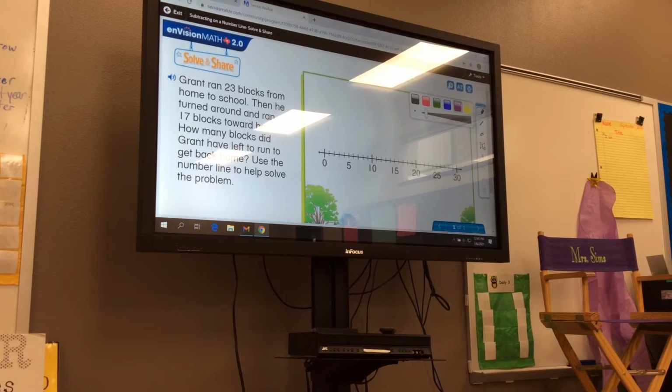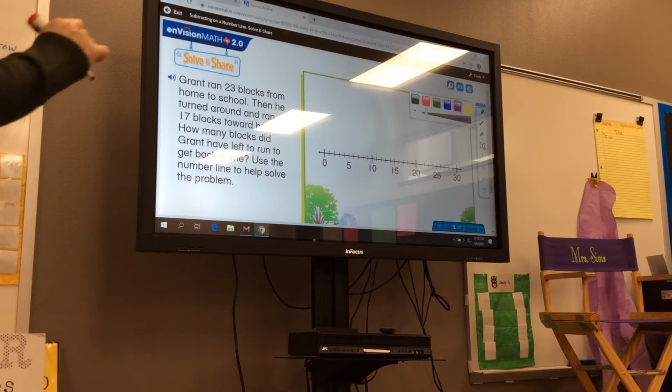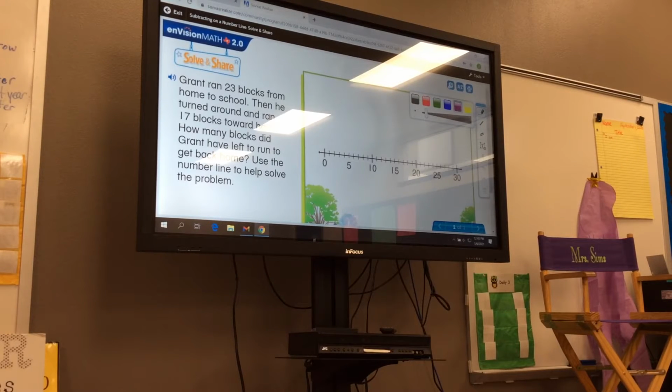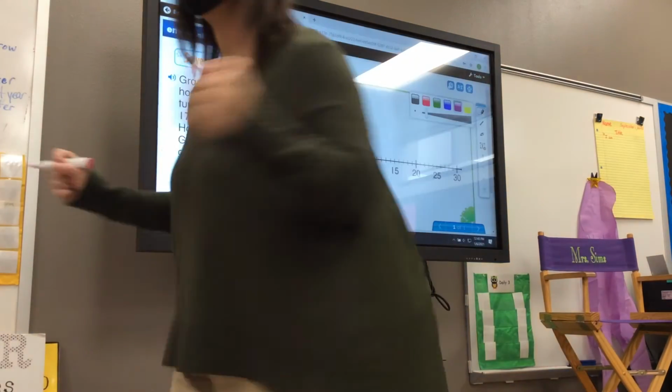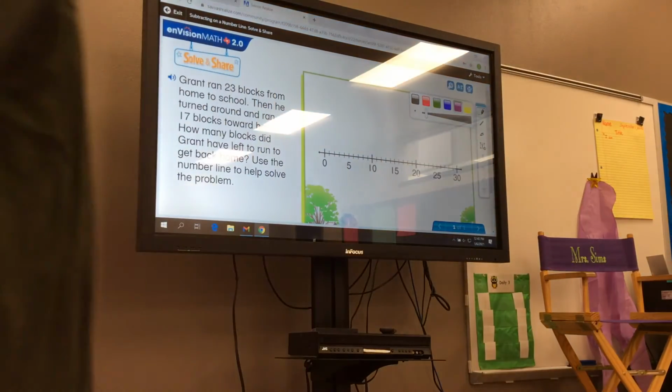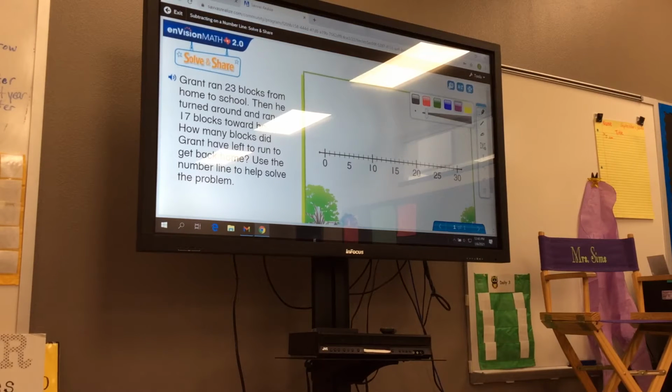Okay? So stop at 23. I need to go a little bit further to get to my 23. Okay? Then what am I going to do? Then he turned around. So he's going this way. He's running and he what? Turns around. And he goes this way, right? Okay. So I'm here. I'm at 23. I'm going to start at 23, and I'm going to go back towards home.